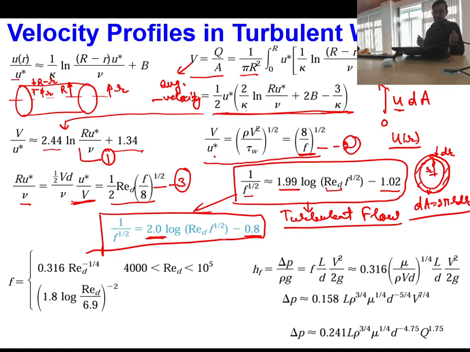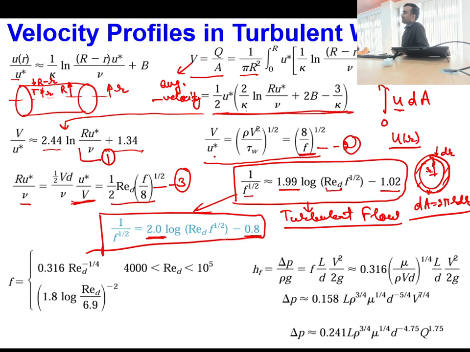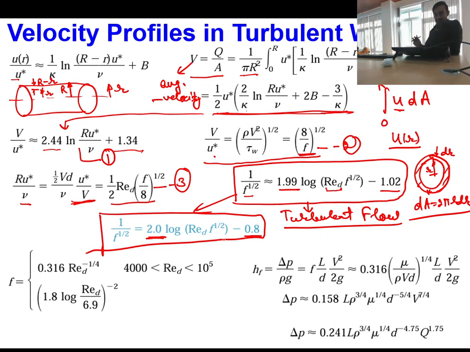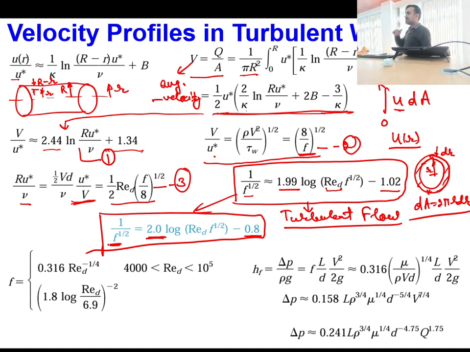So it means that if I have to find the pressure drop or head loss in turbulent flow in a circular pipe, I first have to solve this friction factor equation. Then I will be able to find the friction factor. Once I know the friction factor, I can substitute it into the head loss equation, f L V square by 2 g D, and calculate the corresponding head loss for turbulent flow.